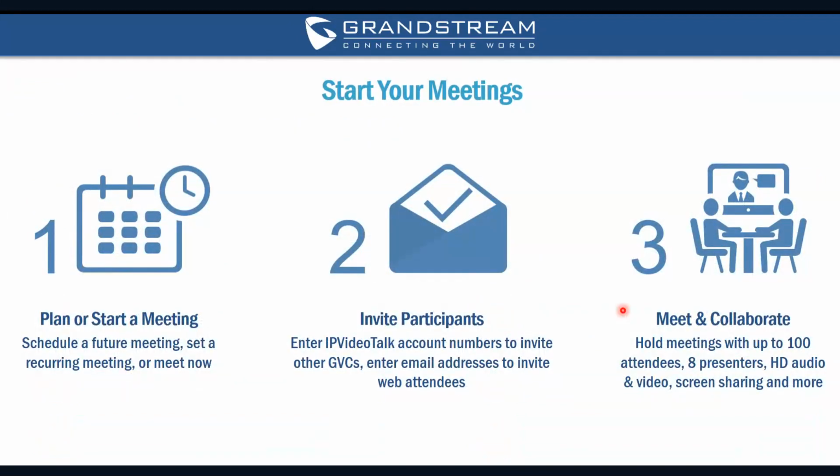We have 3 simple steps for creating a meeting. First is to plan the meeting. Basically, schedule a future meeting, set a recurring meeting, or meet now. We have those options that we will be able to see later on in the demo. Second is to invite participants. We also have the option to not invite participants yet by their email addresses, as long as they know the meeting ID. The third is to enjoy the meeting and collaboration with up to 100 attendees.